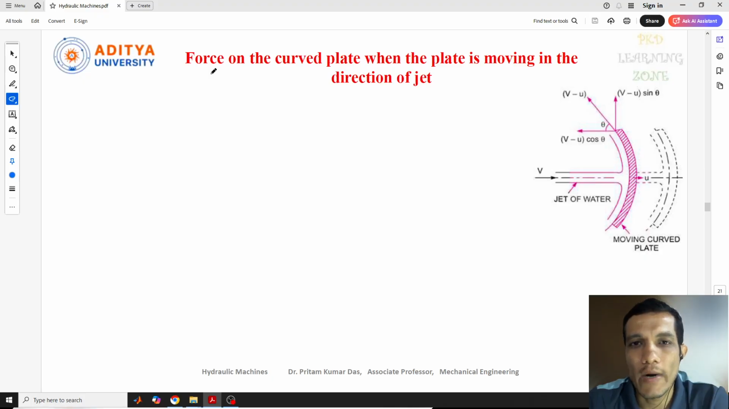Two conditions are there. One is the plate is in moving condition, another one is the plate is in stationary condition. The stationary condition we have already discussed previously. So this is the case of moving condition. Here, the concept we have taken, you can see, is a diagram I have taken from the book. A plate is there.